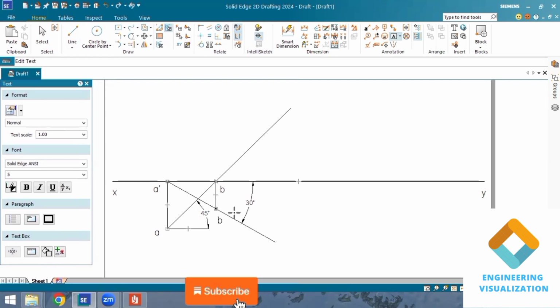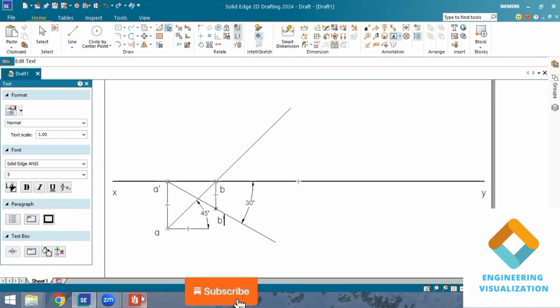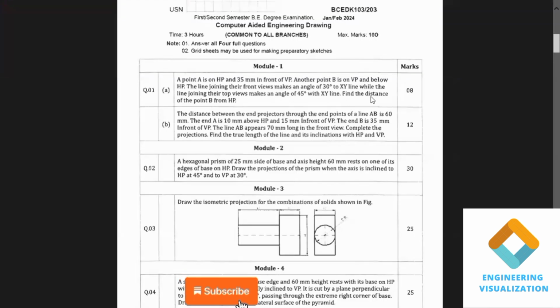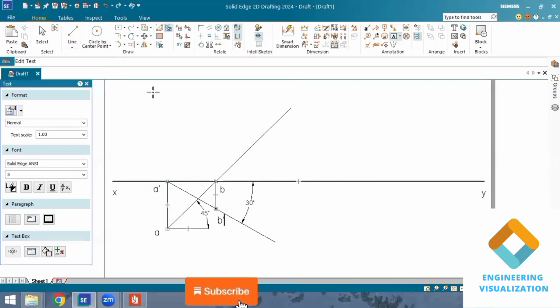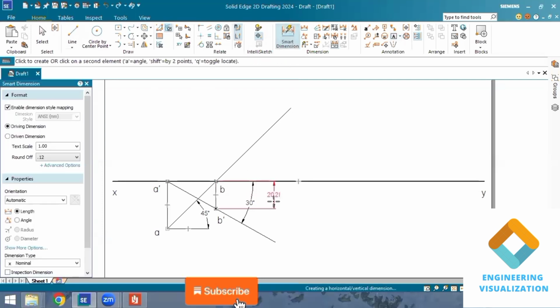You can see the top views are connected by angle 45-degree and front views are connected by angle 30-degree. Now we have to find out this distance. You can see what they mentioned. Find the distance of the point B from HP. Okay, so that distance we need to find out. So we just measure it using smart dimension. So that completes the problem, guys.